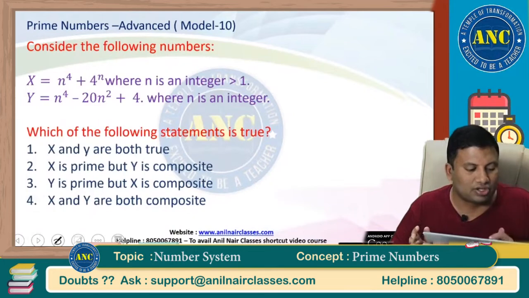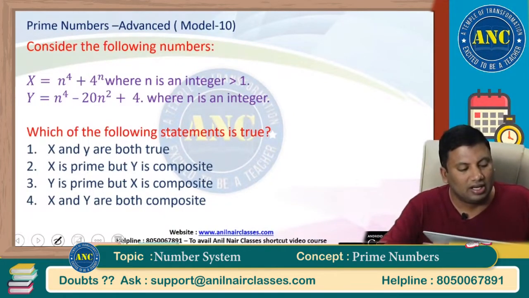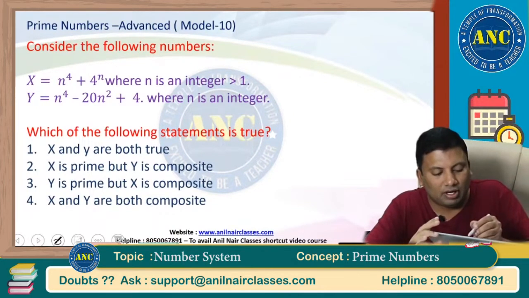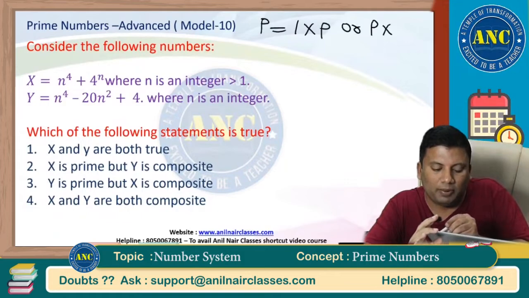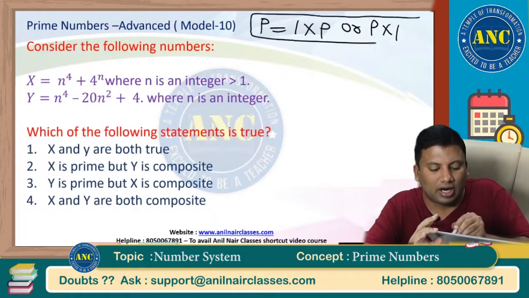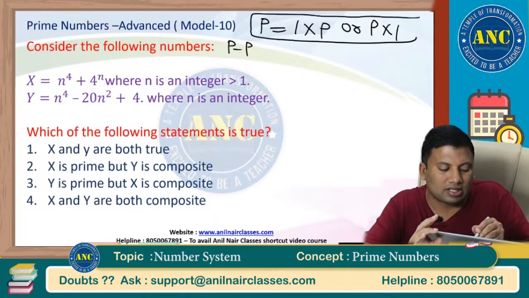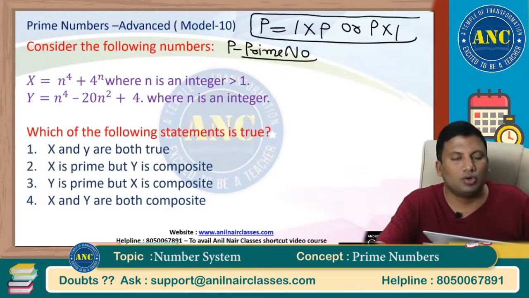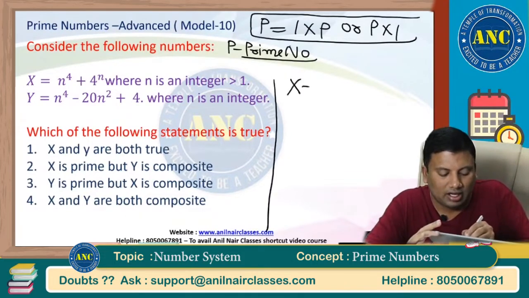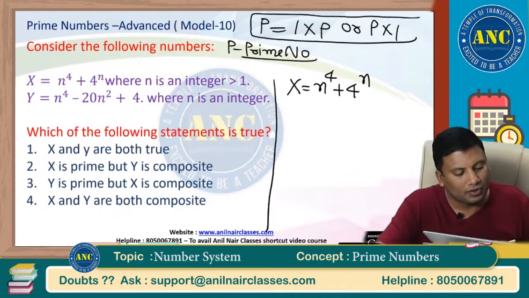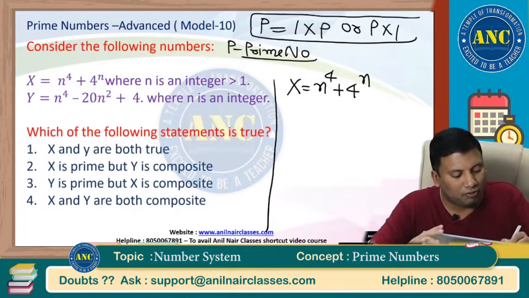Each and every question, please listen carefully. Next, x is n power 4. Always remember, if p is a prime number, you should write it as 1 into p or p into 1. If you are able to write it like this, then p is considered to be a prime number. A prime number has only two distinct factors. First one, x equivalent to n power 4 plus 4 power n. Right? N power 4 and 4 power n.